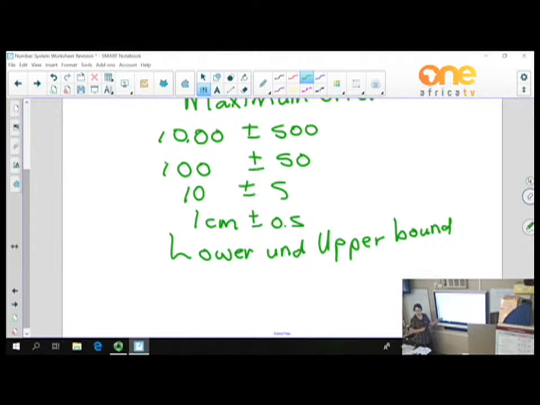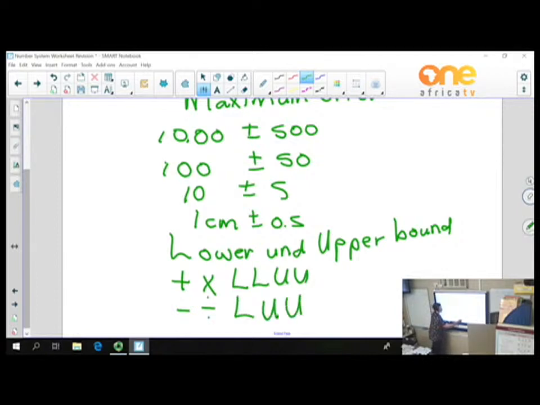And now I want you to add something here. We will do it a little bit later on. We say if we add or multiply, it's going to be lower, lower, upper, upper. And if we subtract or divide, it's going to be lower, upper, upper, lower. Just write it down. When we get to that, you'll understand what we are going to do.